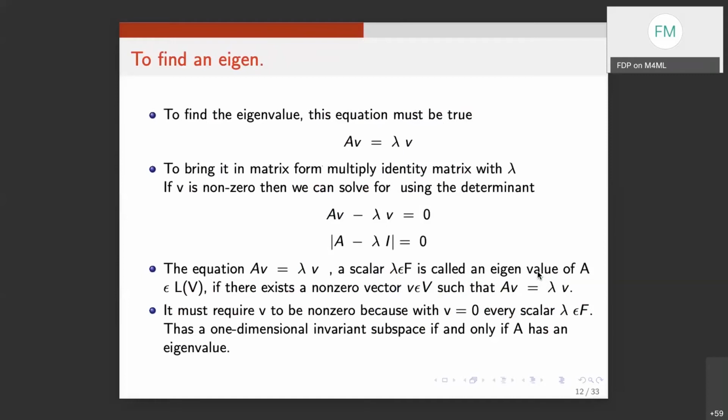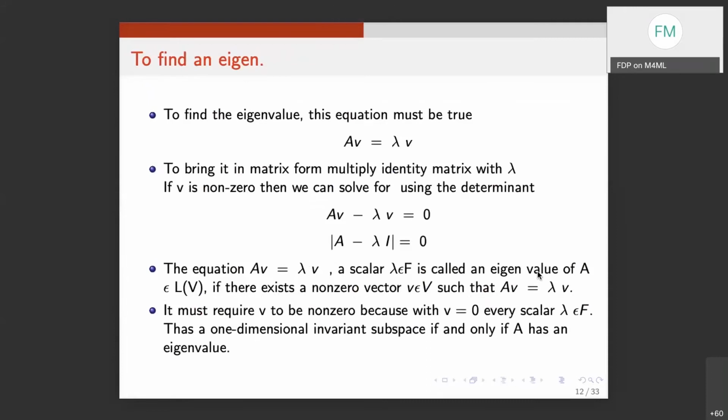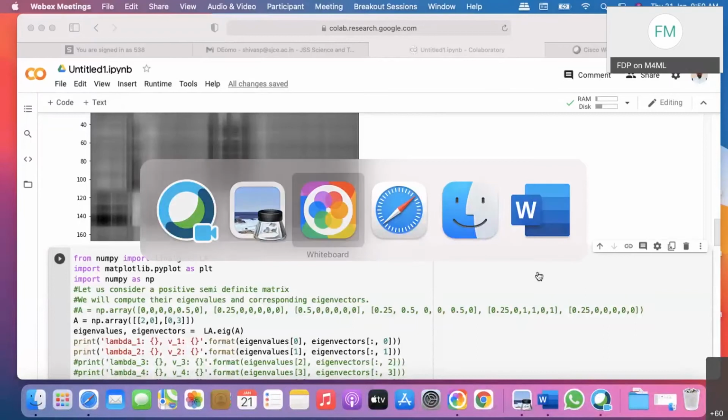We use the determinant of A minus lambda I equal to 0. We find the determinant of this, and from it we identify the specific eigenvalues. So let's take one simple example and try to find the eigenvector.